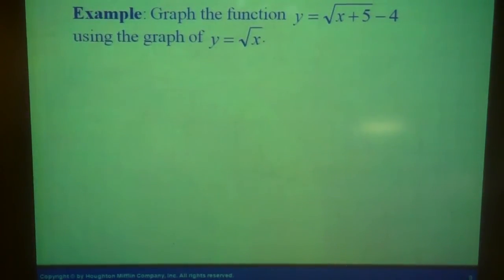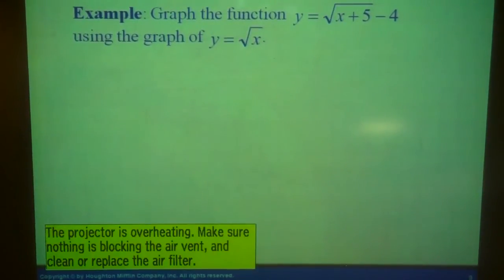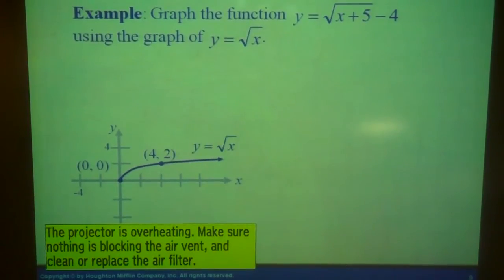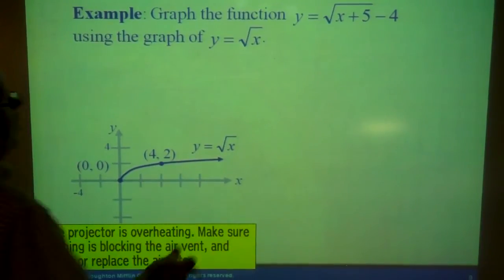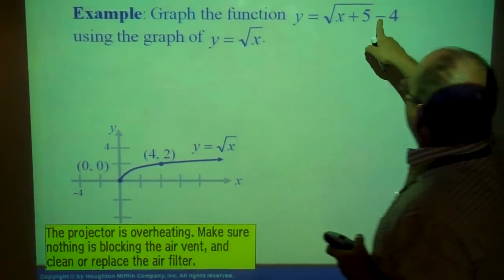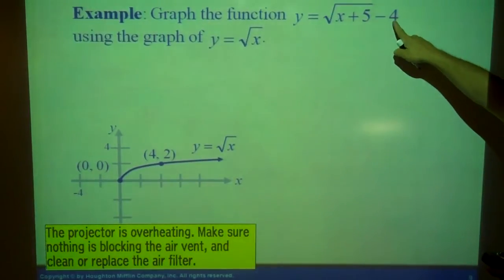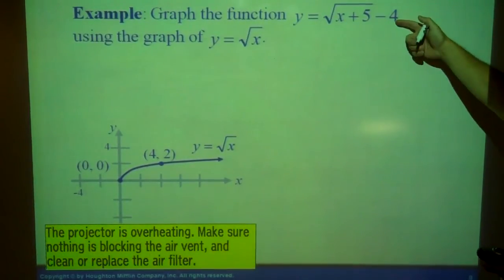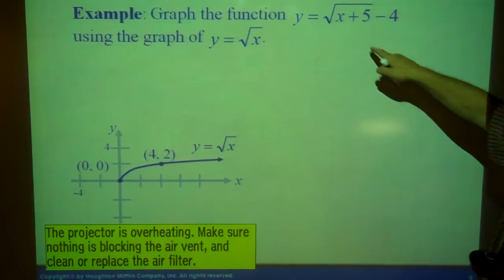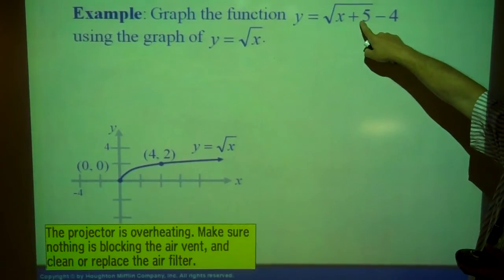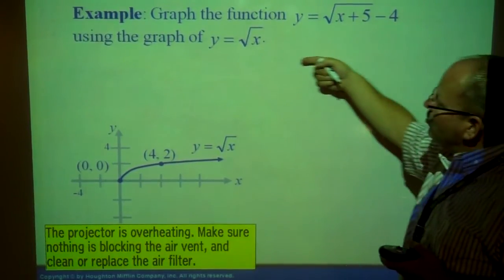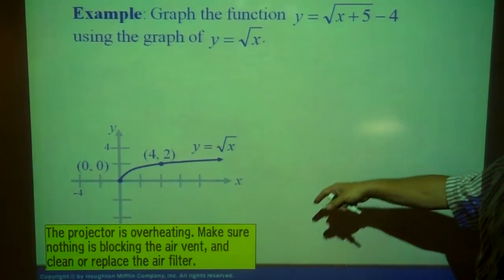Take a look at the graph of the function where y equals the square root of x plus 5, minus 4. Now we have both movements happening at the same time. Notice outside we have a minus 4, so it's going to shift the graph down 4 units on the y-axis. Inside we have this plus 5, which means it's going to shift the graph 5 units to the left.